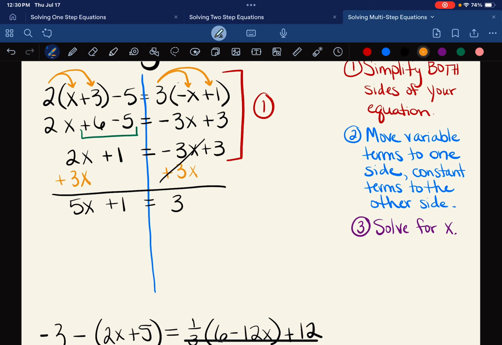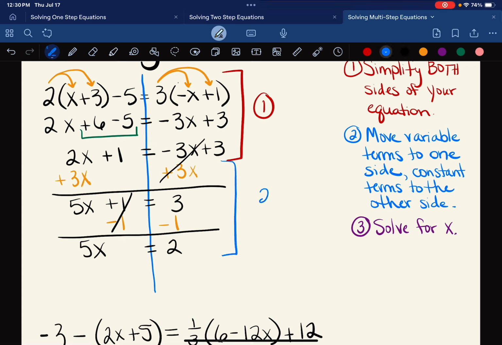Now we can move our constant term. Since I moved my variable to the left side of the equation, it makes sense to move our constant term to the right side. And remember, anytime you cross the blue line, you have to do the inverse operation. So I'm going to subtract 1 from both sides of this equation. And when I do that, I end up with 5x plus 1 minus 1 cancels to 0, equals 3 minus 1, which gives us 2.